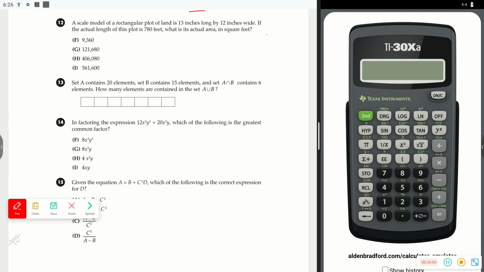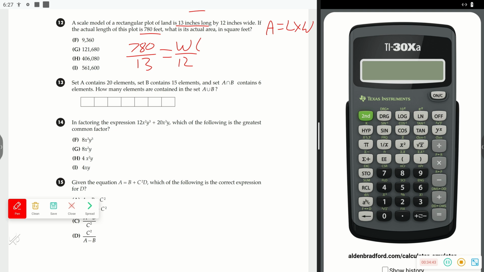So we know we're going to eventually use the area equation, which equals length times width. But first we have to determine what the length and width are. So we actually know the actual length, we're good, but we need to determine what the width is. And we know the length of the model. So it says 13 inches long. So we're looking for, the actual length is 780 feet. The model is 13. We want to know how wide it is. I'll use the variable w for width divided by 12. So if we solve this, we will get the width.